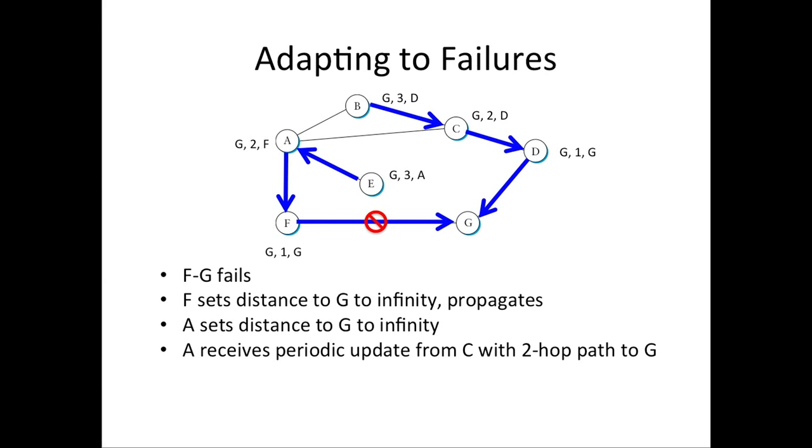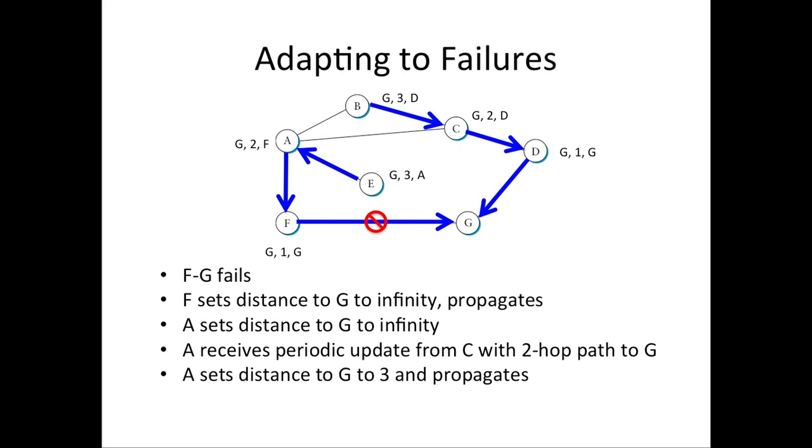So what should A do? Calculate its cost to that node and add it to the cost. And what's the answer? 3. Okay, so it'll say, I can go to G at cost 3. Good. Now, what is A going to advertise? Two things: G and 3. And which nodes will receive that advertisement? F and B.